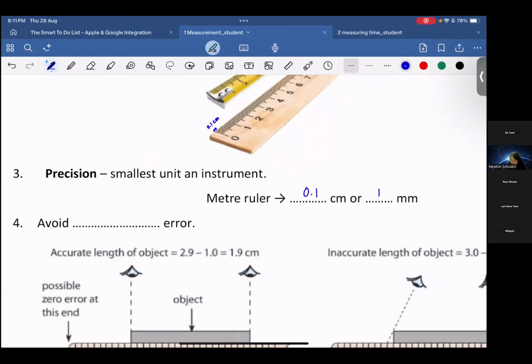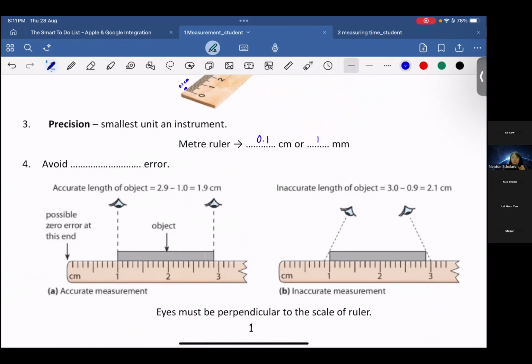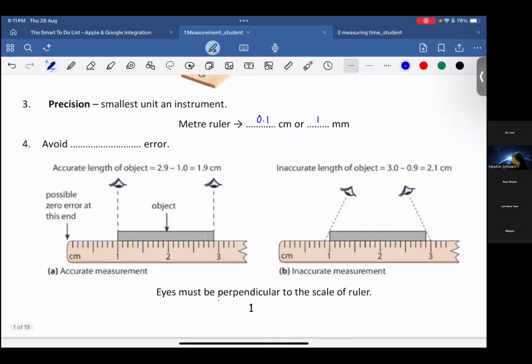Okay, when we are taking a reading, the most important thing is to make sure your eyes are perpendicular to the scale. So this sentence: eyes must be perpendicular to the scale. Perpendicular here means 90 degrees. Your eyes are at 90 degrees. Can you see that this is 90 degrees? This part, 90 degrees. Here, 90 degrees. This is the correct position.